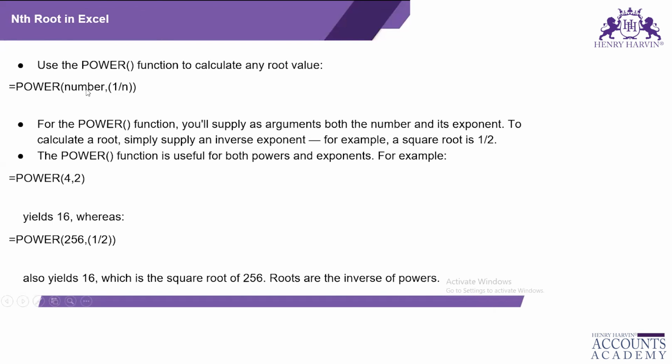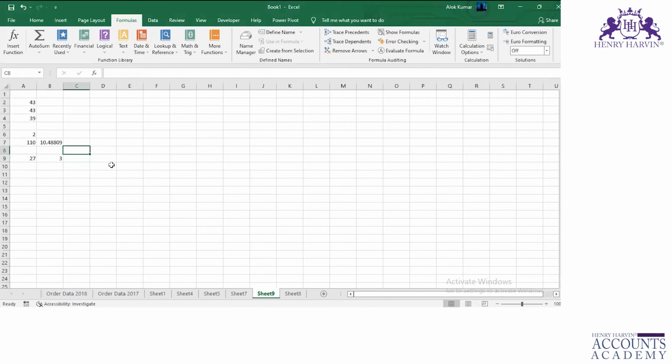Okay, now coming to the powers. The power symbol is on the numerical button 6 on your keyboard, and with shift you can apply it, right? So 4 to the power 2 will provide you 4 square. So you have just figured out the square root. For square root you have the formula SQRT, what we have applied here, right? This is the square root.